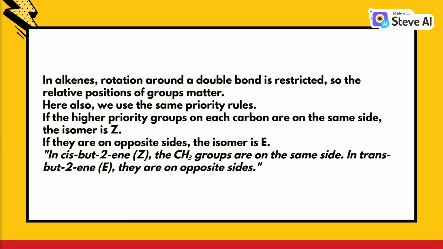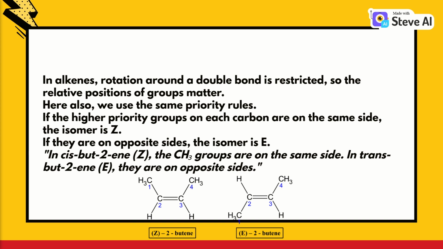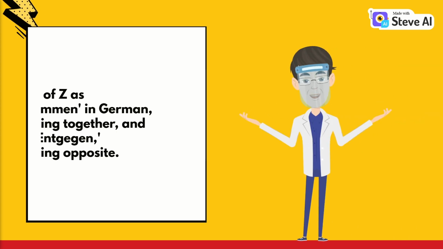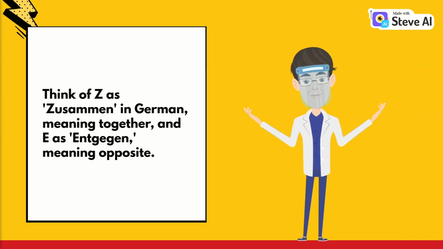If the higher priority groups on each carbon are on the same side, the isomer is Z. If they are on opposite sides, the isomer is E. In cis but-2-ene, Z, the CH3 groups are on the same side. In trans but-2-ene, E, they are on opposite sides. Think of Z as zusammen, in German, meaning together, and E as entgegen, meaning opposite.